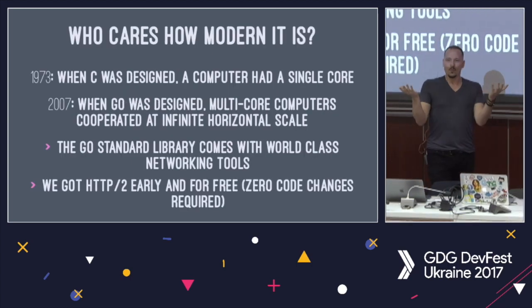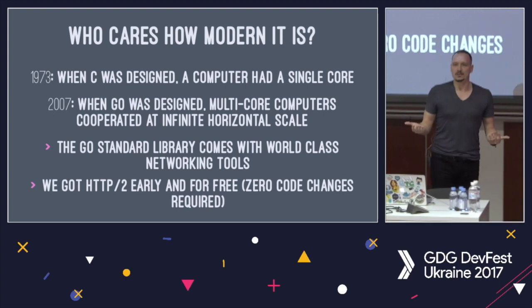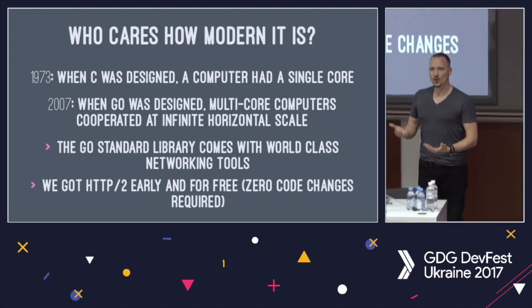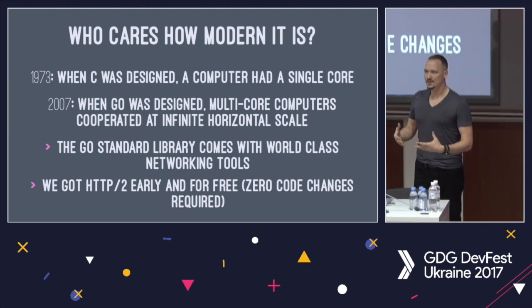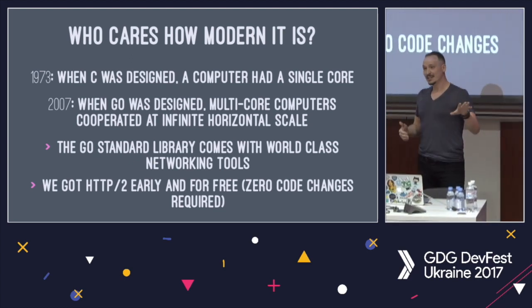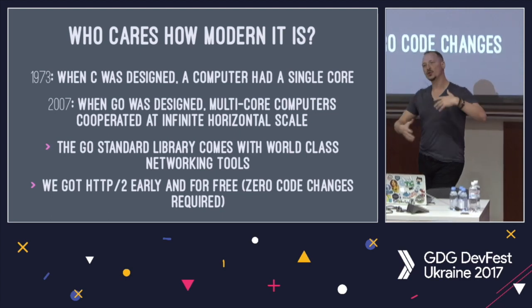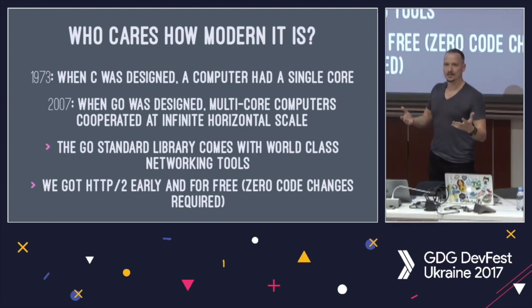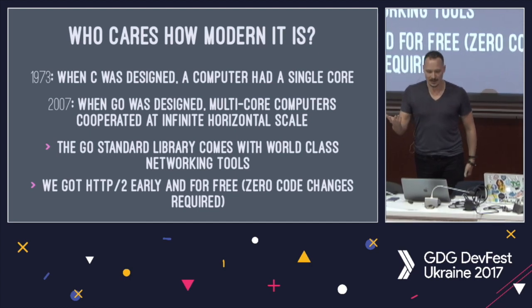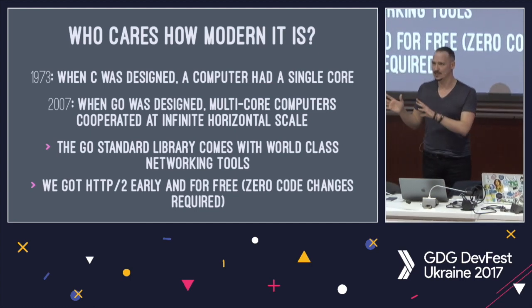So why do we care about how modern something is? Because it could just be that it's cool, so we like it, and it's fun, so we use it. And actually, that's not insane, right? If you enjoy writing code, if you're enjoying yourself, you're going to do a better job. So that actually isn't an insane reason.